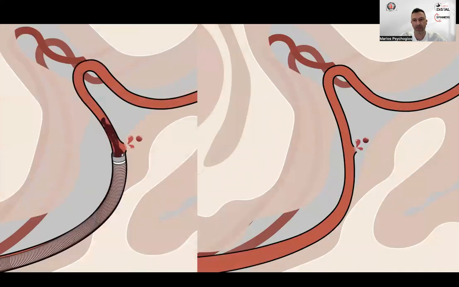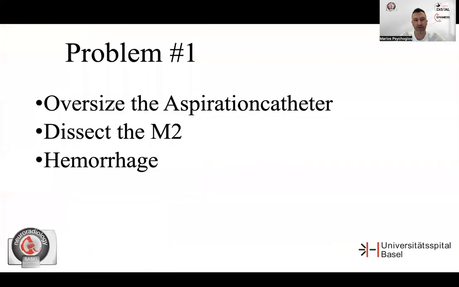and that can even produce a bleeding, right? You can even dissect the wall there with a big aspiration catheter, and then when you aspirate, you actually will have a big bleeding after that. So for me, this is something that can be described as a problem, maybe. If you oversize the aspiration catheter, you can dissect the M2, and then people are going to be having hemorrhages, which you definitely do not want, because this can also be then a symptomatic hemorrhage. So again, for me, this is problem number one.